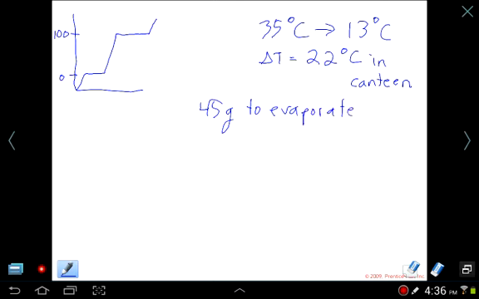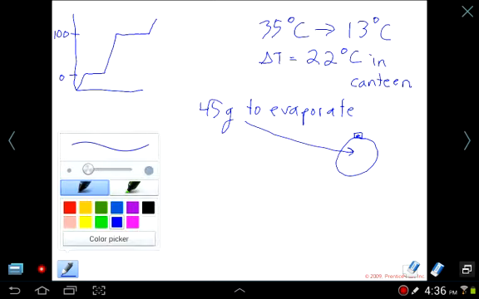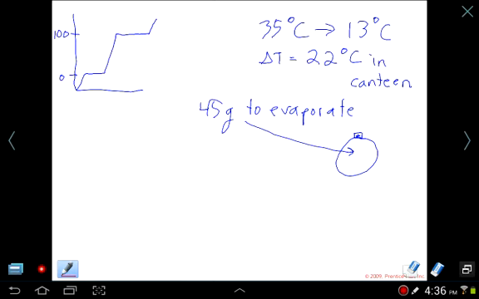So you can say, if this is your canteen, you could say that 45 grams of water on the surface will evaporate, and how many grams on the interior will we cool, is the idea. So what we'll do essentially is just apply the two equations. The first equation, which deals with evaporating the water, is represented by this portion of the heating curve. So right here is where we'll be evaporating water.